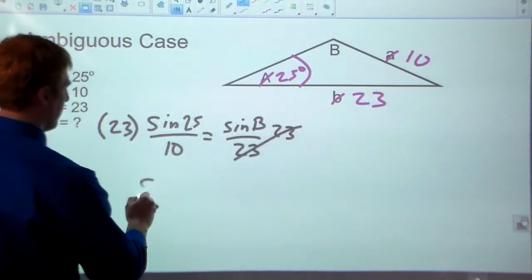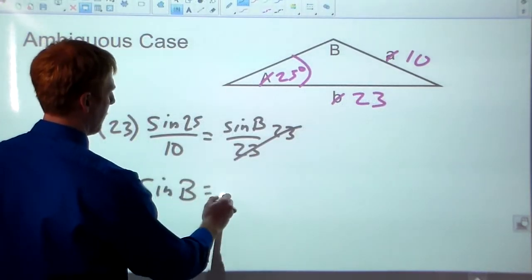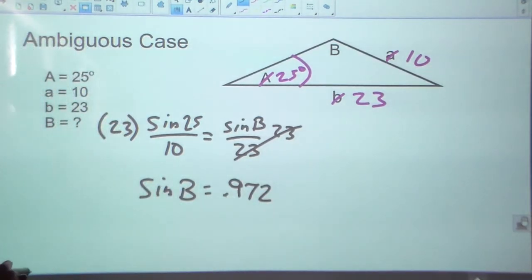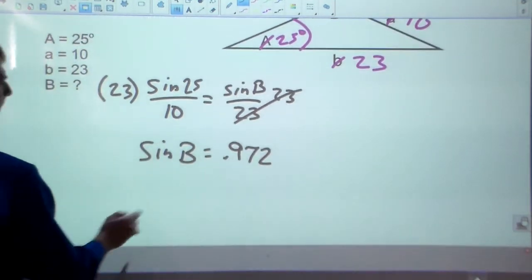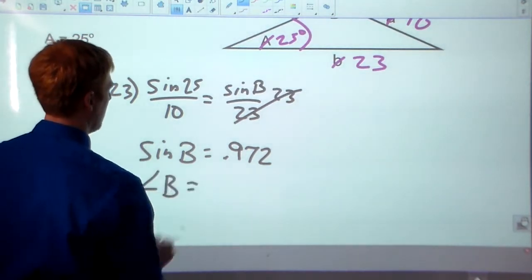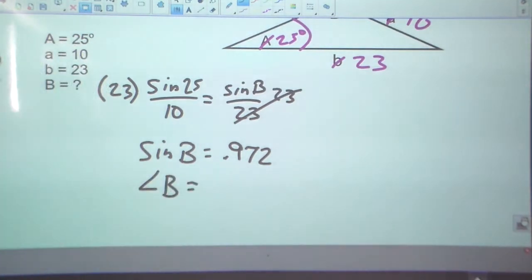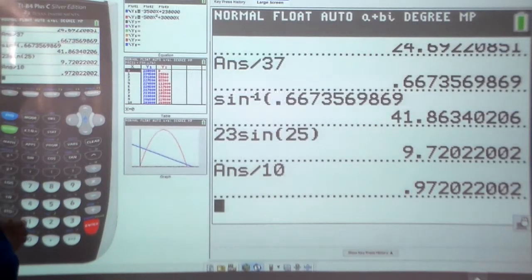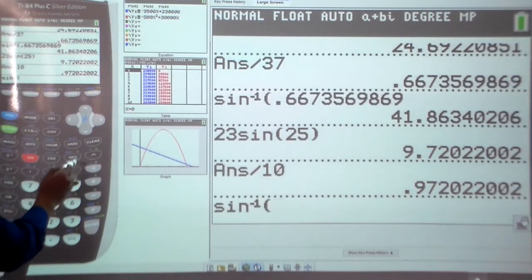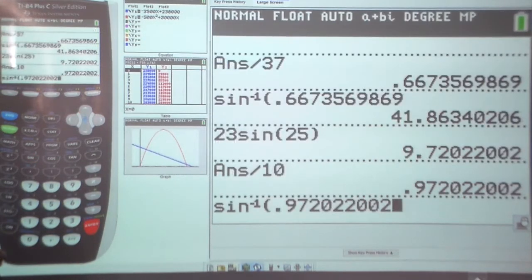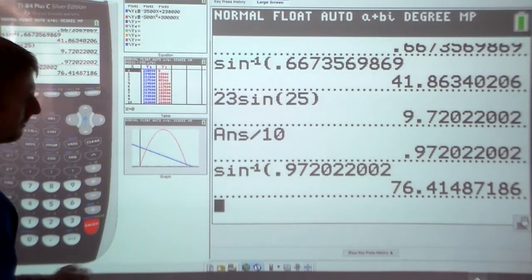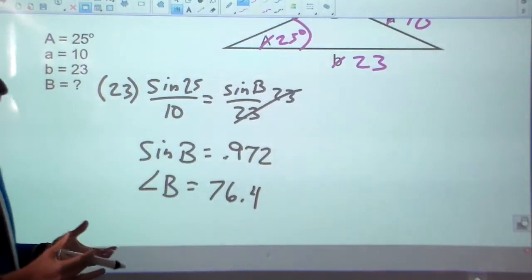So let's go back and fill this in. Sine of B is about 0.972. Of course, I'm going to keep all the decimals when I do this in the calculator. So let's figure out what angle B's got here. I just did that from geometry, but you don't have to put an angle symbol if you don't want to. Let's take the arc sine of that result and see what we get. Make sure you're in degree mode. I get 76.4.